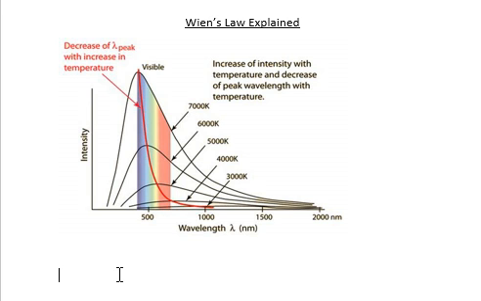Now, Wien's law is a simple law that relates the absolute temperature, T, of a black body to the peak wavelength, lambda max. It's important to note that temperature is in Kelvin, and lambda max should be in meters. The law states that the peak wavelength, lambda max, is inversely proportional to temperature. The constant of the product of these two quantities, so lambda max multiplied by the absolute temperature, is known as Wien's constant, denoted by B, and it is equal to 2.9 times 10 to the minus 3 meters Kelvin.